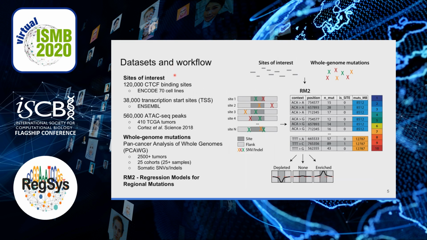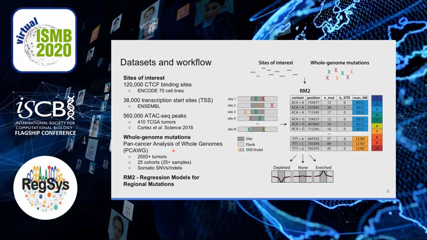So in order to carry out these aims, we used the following data and workflow. We started with 120,000 CTCF binding sites from ENCODE, composed of 70 different cell lines. Later, we looked at 38,000 transcription start sites from Ensembl, and over 560,000 ATAC-seq peaks derived from 410 TCGA primary tumors. Our mutation dataset includes somatic SNVs and indels from the Pan-Cancer Analysis of Whole Genomes. This includes over 2,500 tumors from 25 different cancer cohorts, each of which contain 25 samples or more.